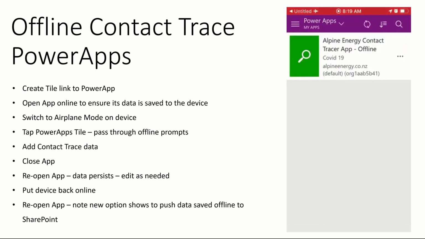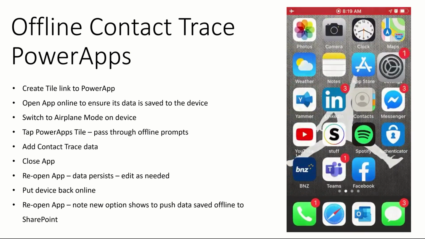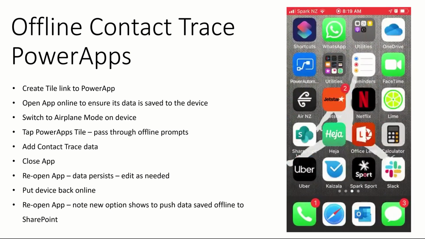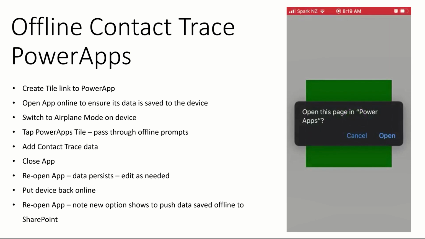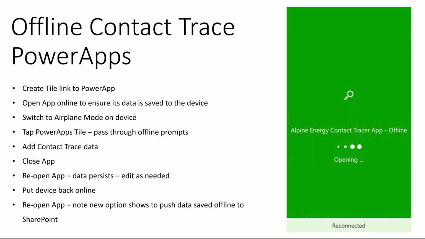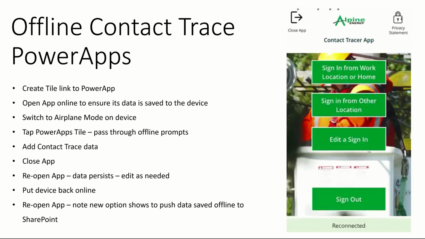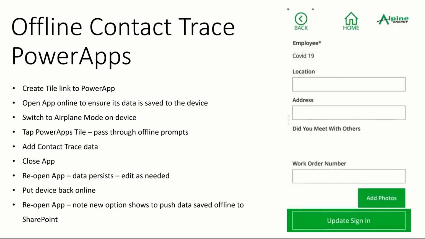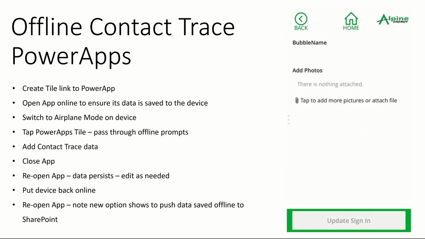I can continue to add more items to my data as we go. So I can do it for several days if I needed to. But then here we go, back online. Reopen the app and get the prompt. We can see PowerApp says we are now reconnected. And then a new option appears to upload offline sign-ins. This will take us through to push up the data that we saved and move all the pictures up. And because I'm online, it's now in my contact tracing list. I can edit again if I need to, or sign out from that as required.